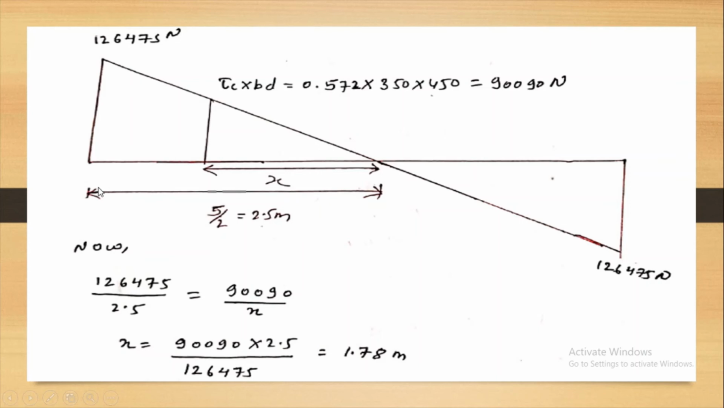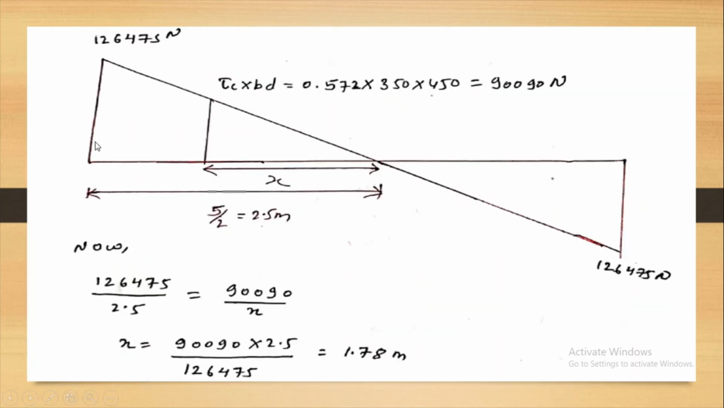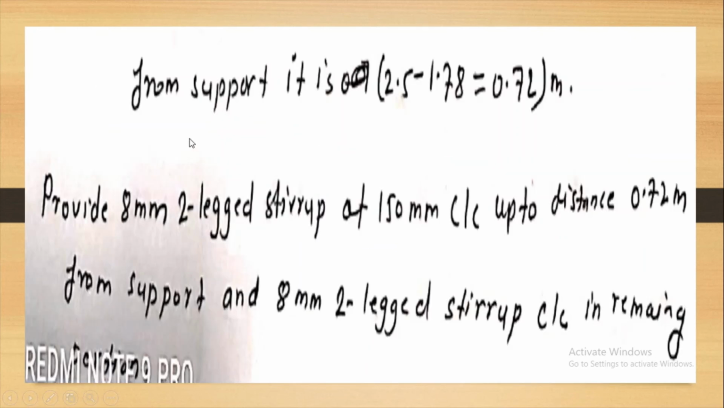And for calculating the distance in between these two lines, I have to subtract the value of x from 2.5 meters. Then I'm going to get the distance in between these two points. Here I have done from the support, it is 2.5 minus 1.78. I have already told you, I have subtracted the value of x, 1.78, from 2.5 meters. Then I have got 0.72 meters.